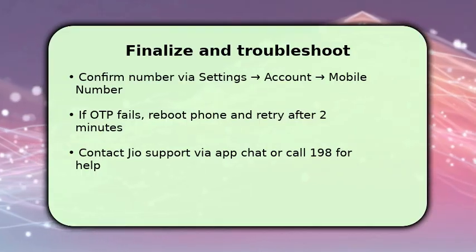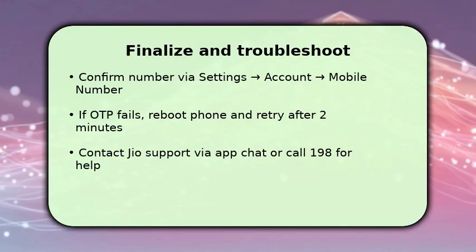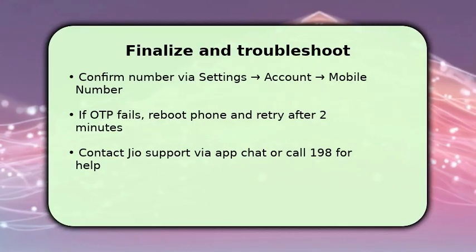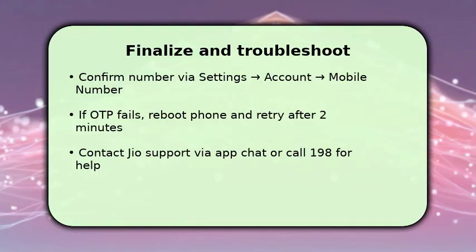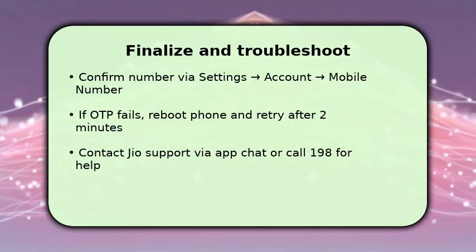If problems persist, use the in-app chat or call Geo Support, 198 for prepaid, to resolve provisioning or SIM issues. Once support confirms, reopen My Geo and your number should appear correct.